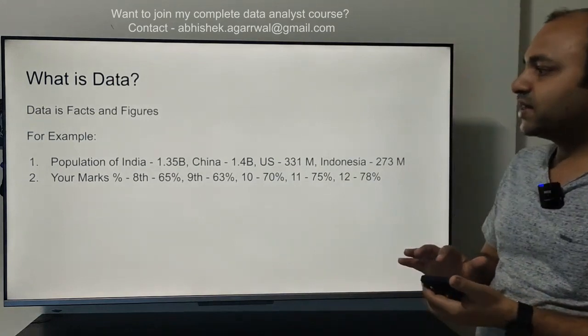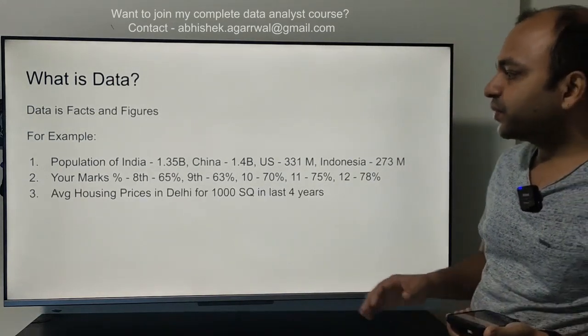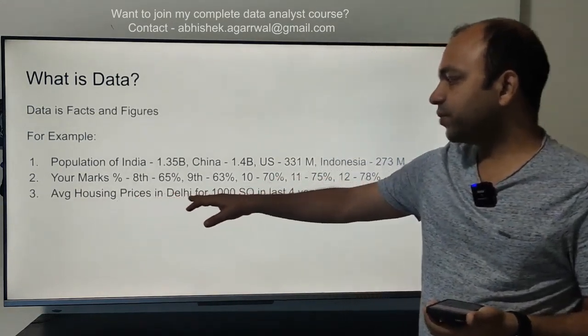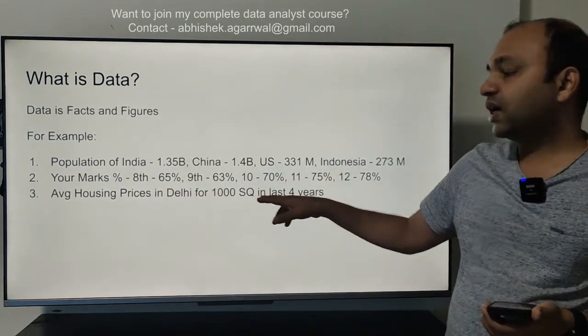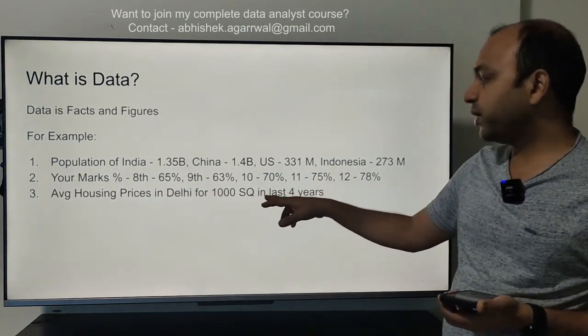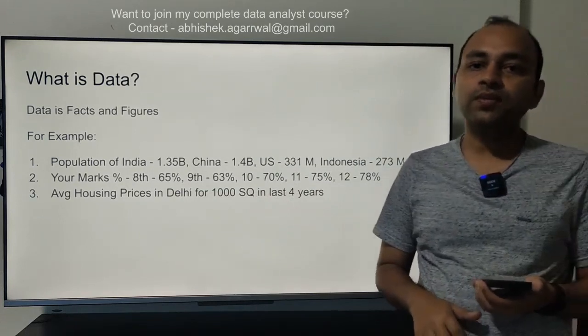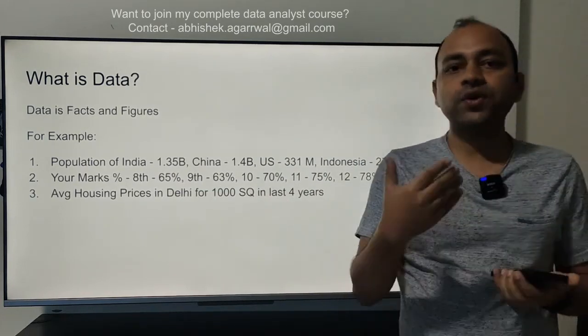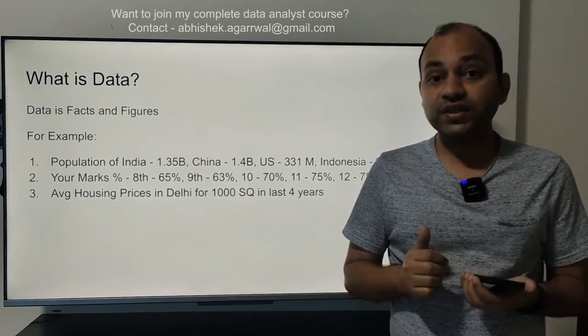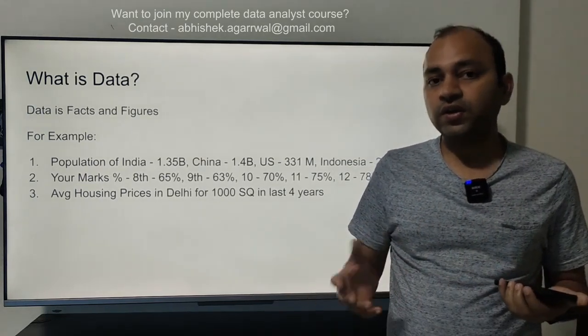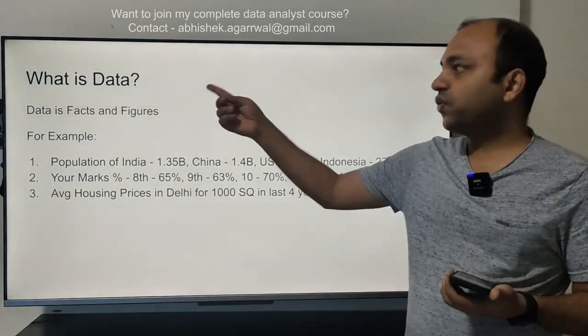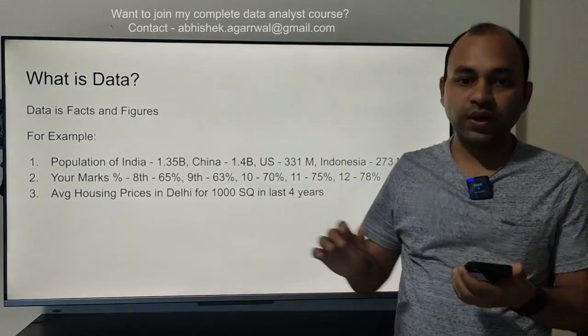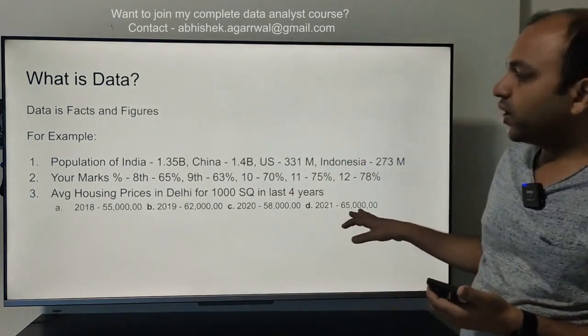Okay, now let's go to the third example, which is average housing prices in Delhi for 1000 square yards in 4 years. So what does it mean? It basically shows that, let's say you are trying to make an investment, whether it is worth going ahead or not, and you are collecting data for it. So again, based on the data, you want to get facts and figures. So what are your facts and figures?